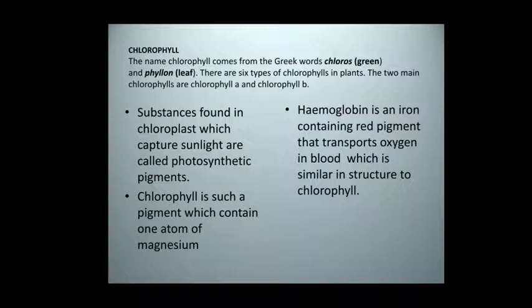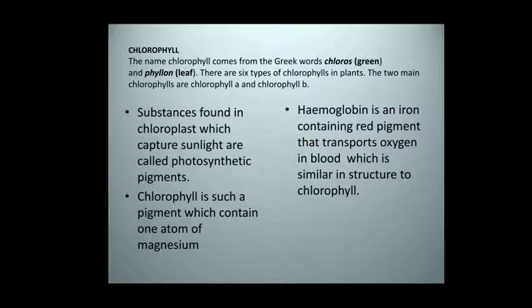We need to learn detailed information about chlorophyll, a pigment present in the chloroplast that is responsible for photosynthesis. The name chlorophyll comes from the Greek words chloros, green, and phylon, leaf. There are some types of chlorophylls in plants, but only two main chlorophylls are present in the plant cell: chlorophyll A and chlorophyll B. Substances found in the chloroplast which capture sunlight are photosynthetic pigments. They are called photosynthetic pigments because they are responsible for photosynthesis.